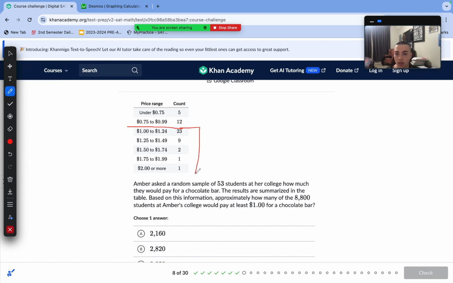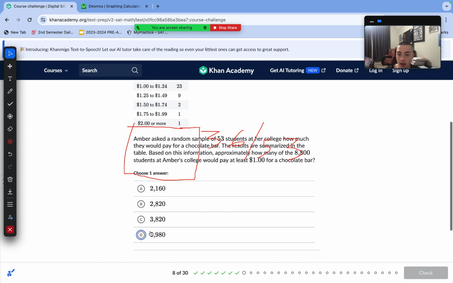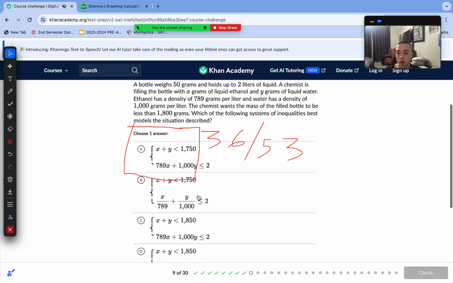So that means that this is the count of the 53. So we're going to go ahead and add all these up. 23 plus 2 is 25, plus 9 is 34, plus 2 is 36. So this is 36 out of the 53. We're going to go ahead and divide this. 36 divided by 53, then multiply that answer by the total number of students. So multiply that by 8,800, and we get 5,977. So that is closest to answer choice D.